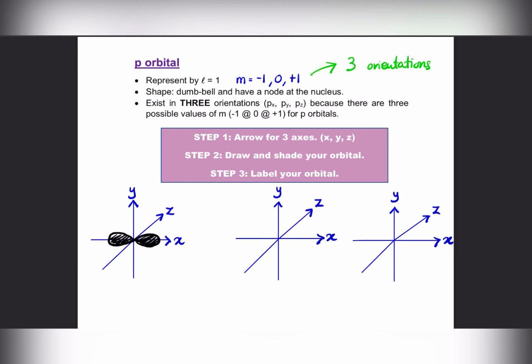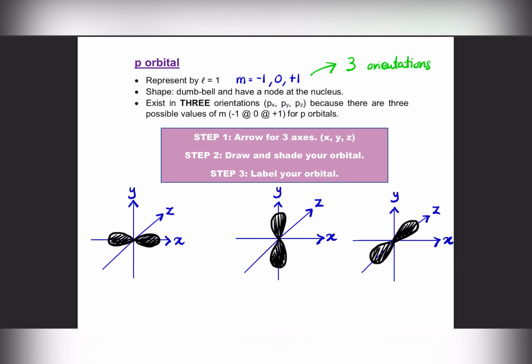The next one, we are going to draw the drawing on y-axis. So it's going to be like this and like that. And don't forget to shade your orbital because we want to indicate that is the area for finding electron. And the last one, we are going to draw on z-axis. So it's going to be like this, z-axis. Okay? So, settle for step number 2.